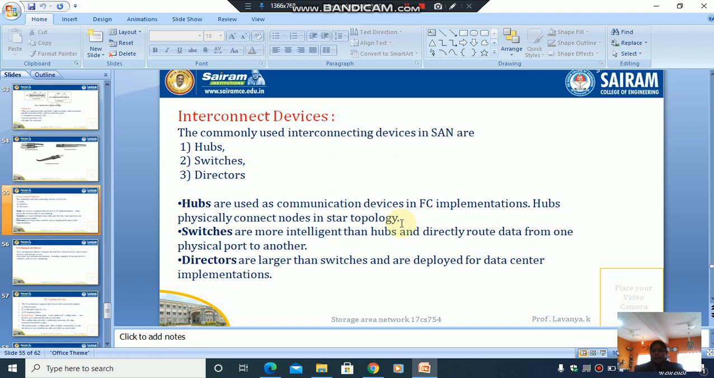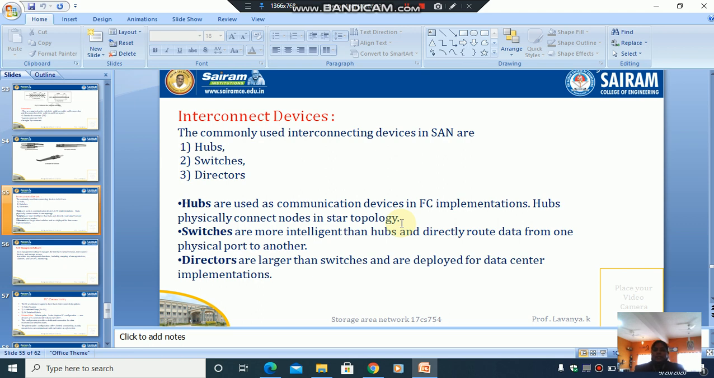With a hub, all the nodes must share the bandwidth because the data travels through all the connection points. Along with that, given the availability of low cost and high performance switches, hubs are not used in the SAN. We cannot use hubs for long in the SAN.